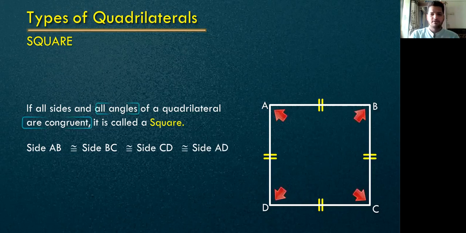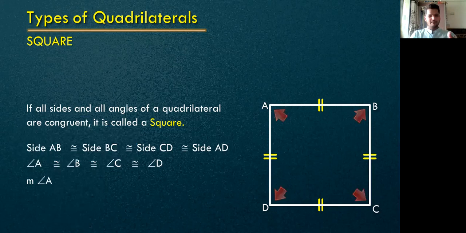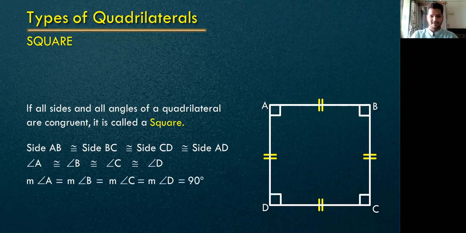Now let us think about all the angles. If you observe it carefully, all the angles in this particular quadrilateral, that is angle A is congruent to angle B, is congruent to angle C, is congruent to angle D. Now what is the measure of all the angles first of all? That is not mentioned, right? Correct. So the measure of angle A is equal to the measure of angle B is equal to the measure of angle C is equal to the measure of angle D, which is 90 degrees, right? Now, if all the measures are 90 degrees, they are all congruent to each other.